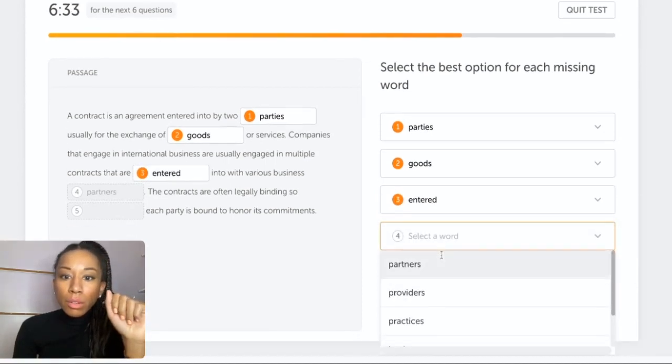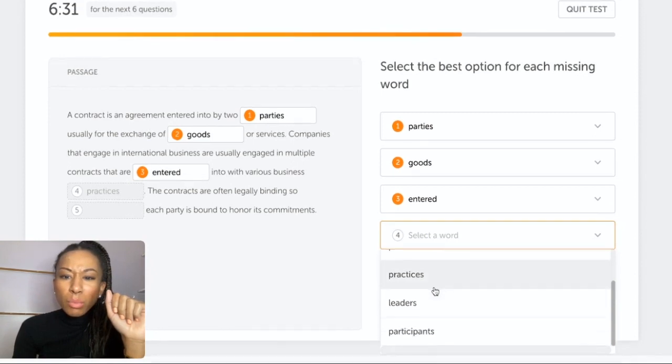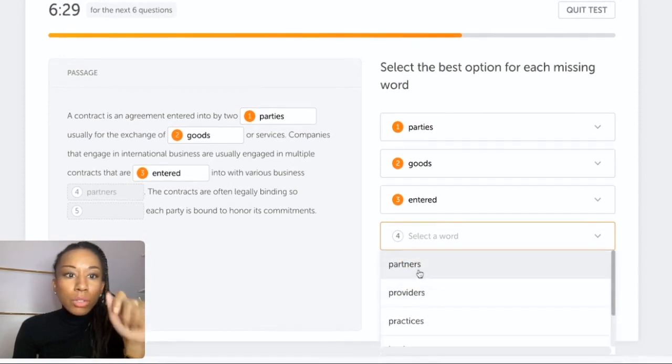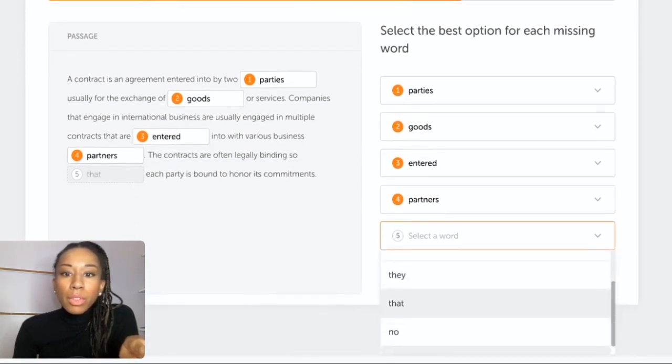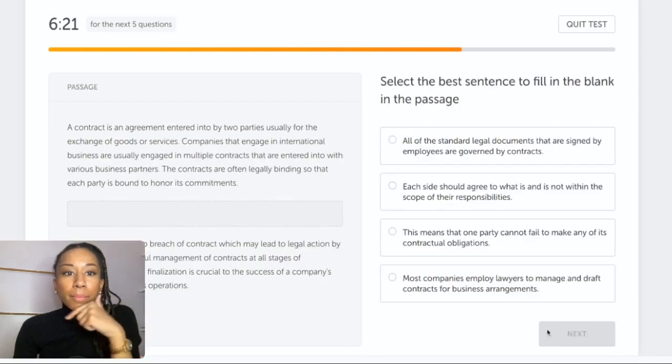Business practices, participants, business partners. The contracts are often legally binding, so blank each party. So a contract is an agreement entered usually for exchange of goods and services. Companies that engage in international business are usually engaged in multiple contracts that are entered into with various business partners. The contracts are often legally binding, so that each party is bound to honor its commitments.